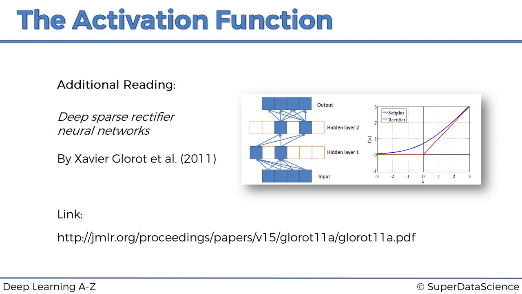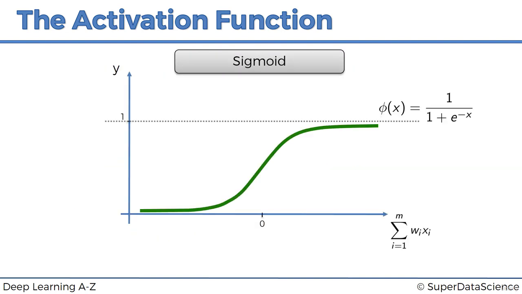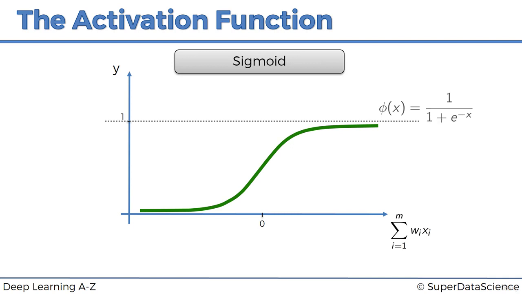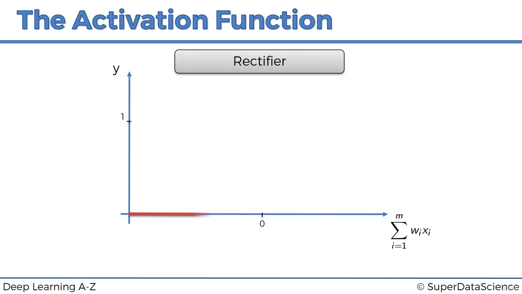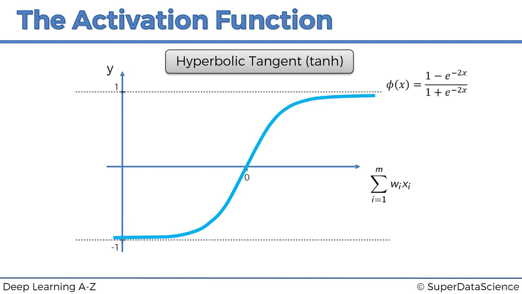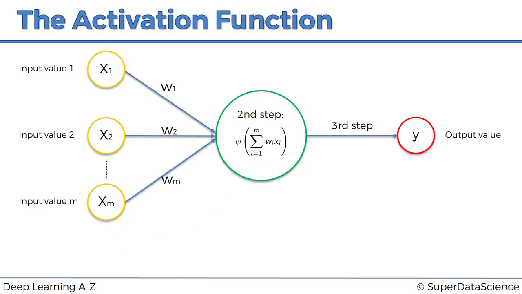So just to quickly recap, we have the threshold activation function, which looks like this. The sigmoid activation function, which looks like this. We have the rectifier function, and we have the hyperbolic tangent function. And now to finish off this tutorial, let's quickly do a few exercises. So we'll just do 2 quick exercises to help that knowledge sink in.